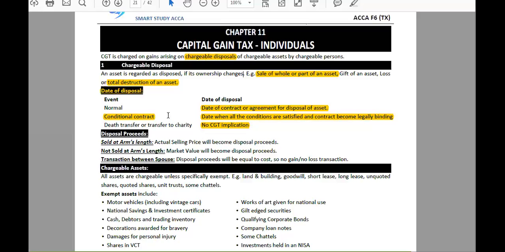Now, these are the examples of date of disposal. There are three different situations: there may be simple contracts, there may be conditional contracts, and there may be death transfers.